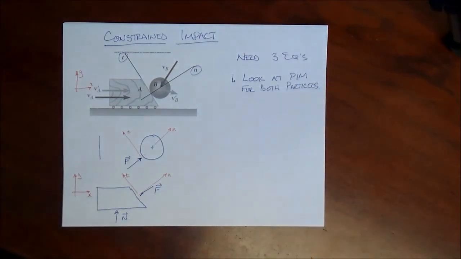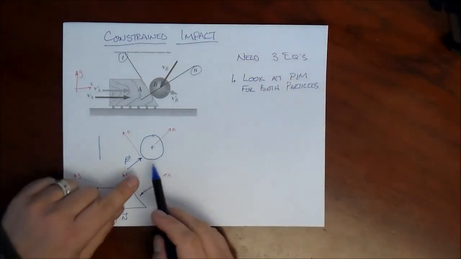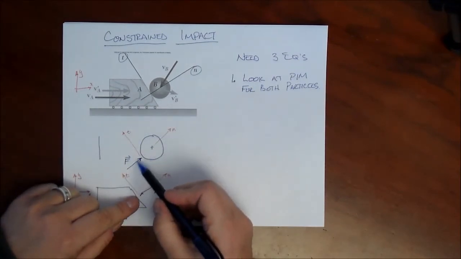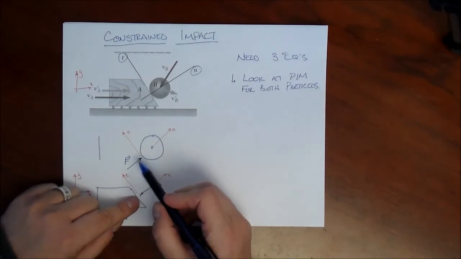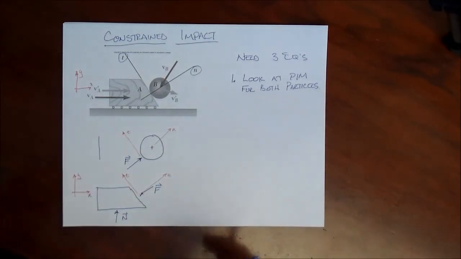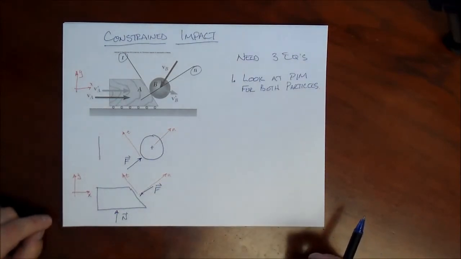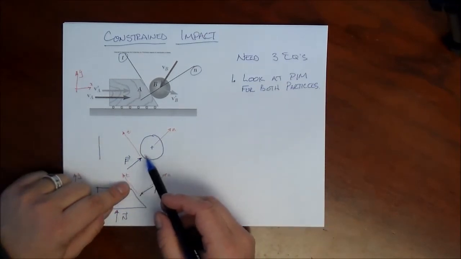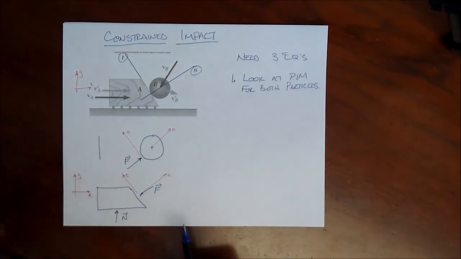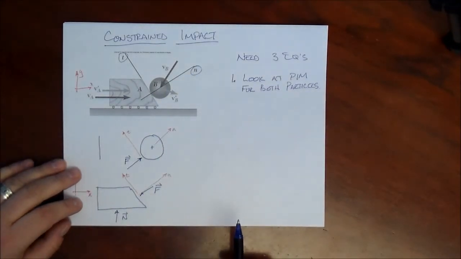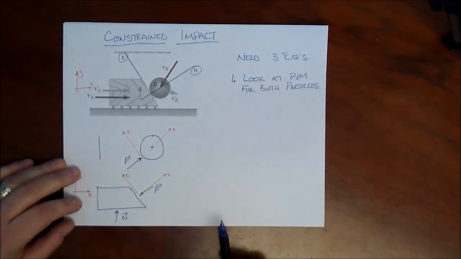Alright, so let's look at the principle of impulse and momentum for both particles. Let's start with the ball. Here's a free body diagram of the ball. The only force acting on the ball is the impulsive force by the block on the ball. Remember, we're dealing with impulsive motion, so during the collision process we can ignore gravity since it will be relatively small. So here's the force, and we know that that force is entirely in the normal direction. In this case, the normal direction is perpendicular to the angled face of the block.